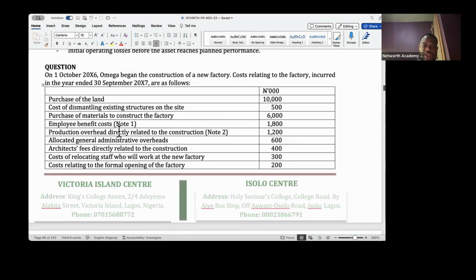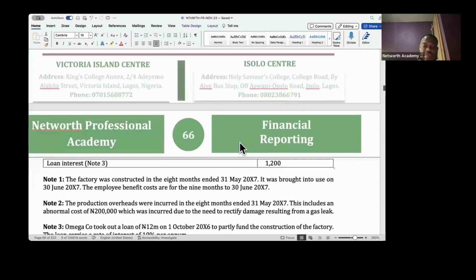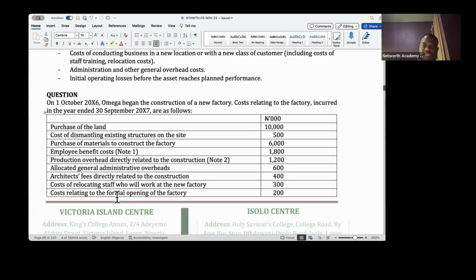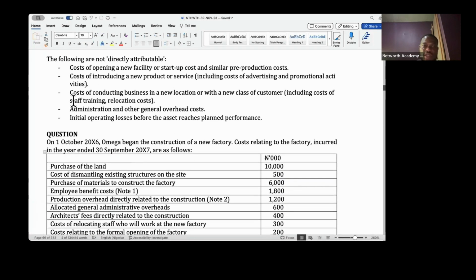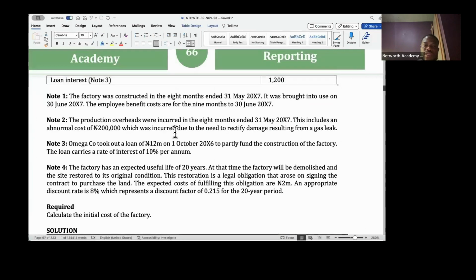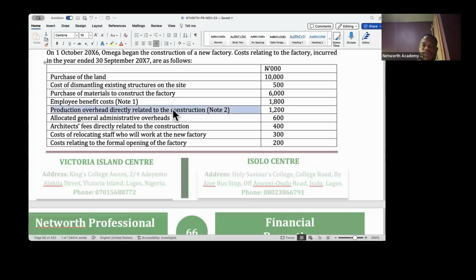This production overhead is directly related to construction, so it should be capitalized. However, there is a portion of it that is abnormal cost. Abnormal cost is wastage. I told you that if there are wastage, that should be expensed, like initial operating losses. So the amount we're going to capitalize here is not 1,200 but 1,200 minus 200, and that's 1,000 for this production overhead.